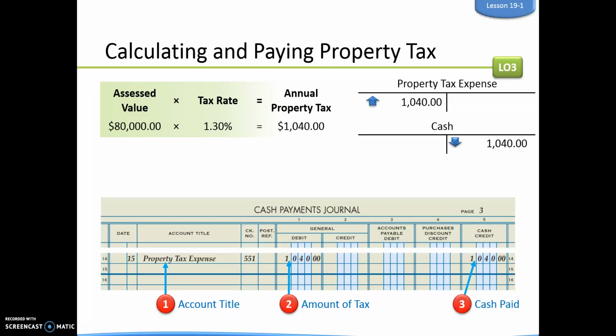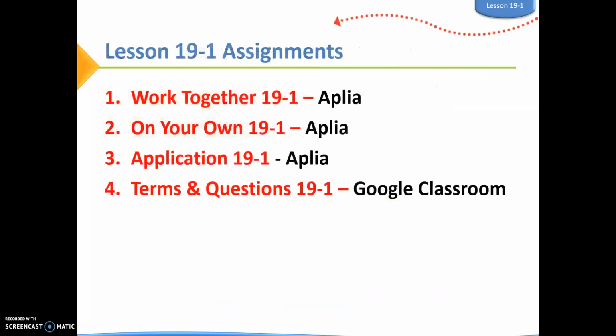So in 19.1, we're buying plant assets. We are talking about buying a group of plant assets and then allocating their cost, and then also paying property taxes. So we'll head over to our work together video next to do section 19.